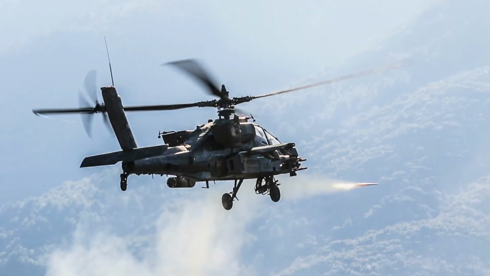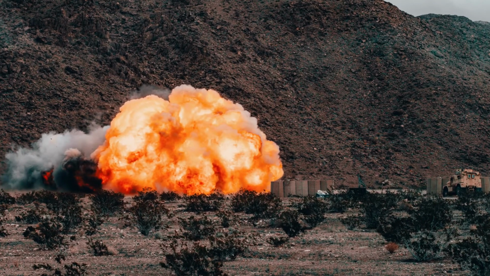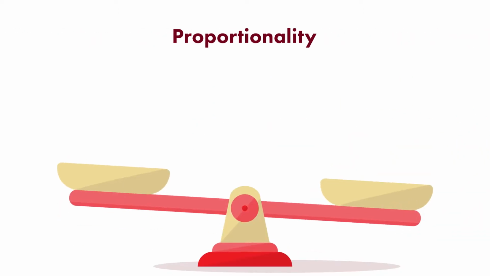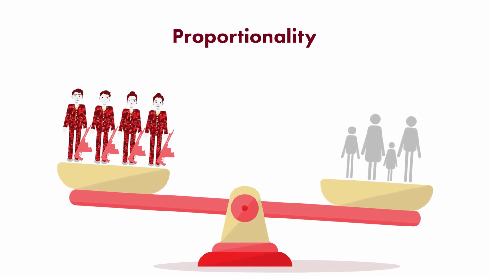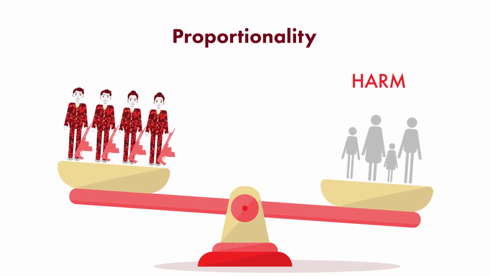Military necessity justifies a certain level of lawful violence as necessary to defeat the enemy as quickly and efficiently as possible. Conversely, the principle of limiting unnecessary suffering forbids causing suffering that is unnecessary to achieve a military objective. The principle of proportionality requires that even when actions may be justified by military necessity, the expected harm caused to civilians by those actions must not be excessive when compared against the expected gain by conducting the actions.